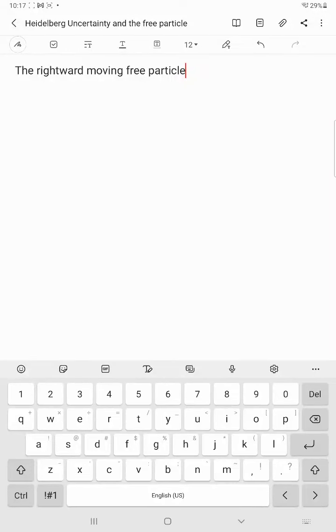So, this lecture video is a first short video exploring the Heisenberg Uncertainty Principle, and it's meant to sort of motivate something interesting. So we want to start from something simple and sort of see the uncertainty principle. The simple thing that I want to start with is the example of a rightward moving free particle.